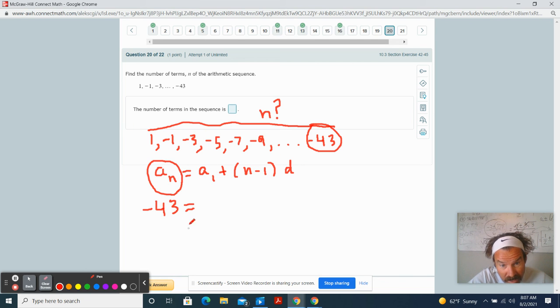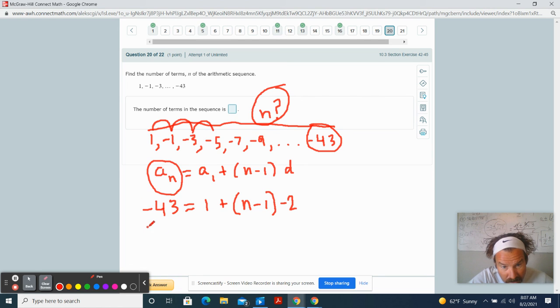I know a sub 1. A sub 1 is 1. I don't know n, so I'm going to let it be n. I know d. d goes down by 2 each time. So I know d is equal to negative 2. Look what I got here. I got an equation here. I can solve this equation for n.